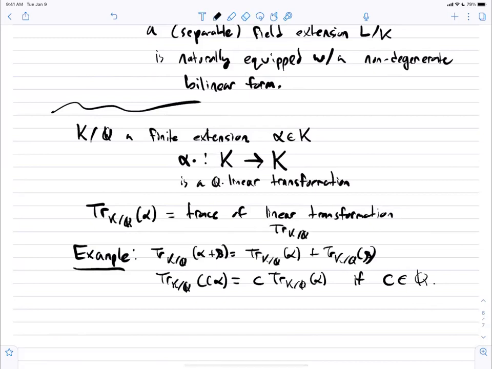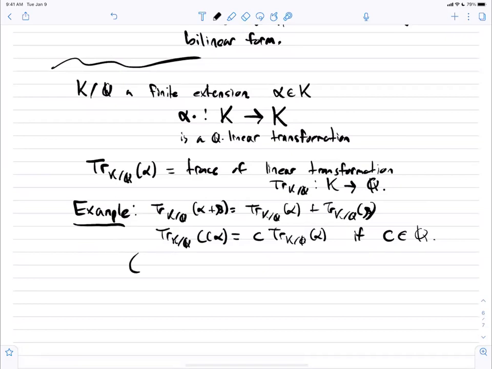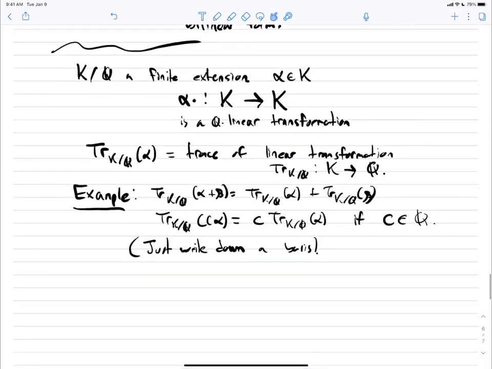This goes from K to Q. So I'm taking the trace of a linear transformation on a Q vector space. That's a rational number. So of course, it wouldn't make sense to ask that it be multiplicative for an arbitrary element of K, but it is true that it's multiplicative for scalars. And for both of these, you can just write down a basis and you can see this. Okay, yeah, let me not get into that.